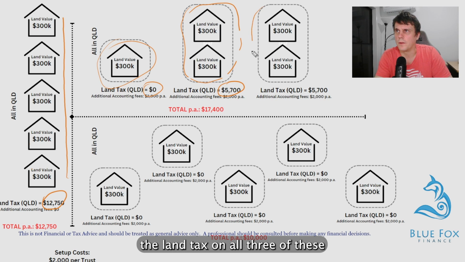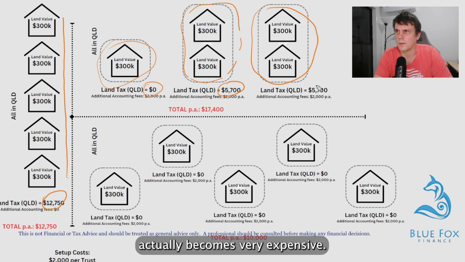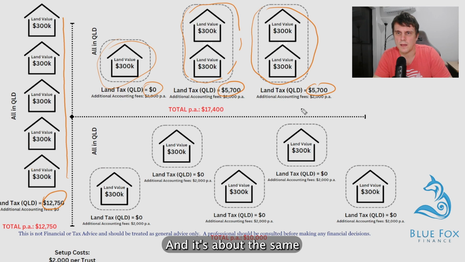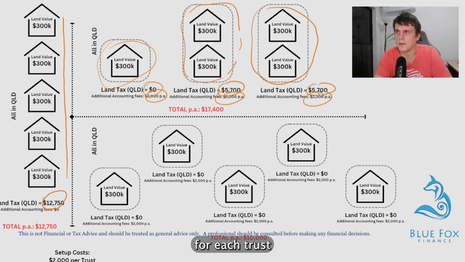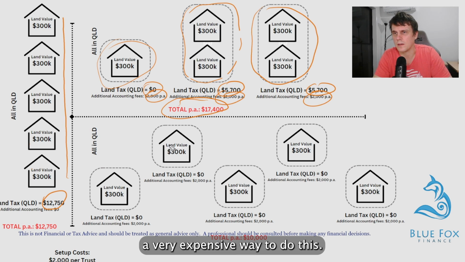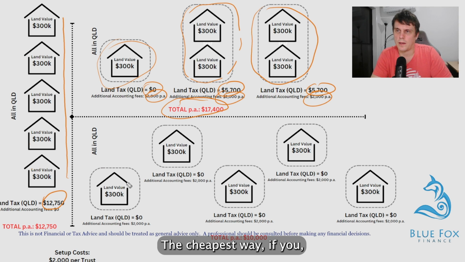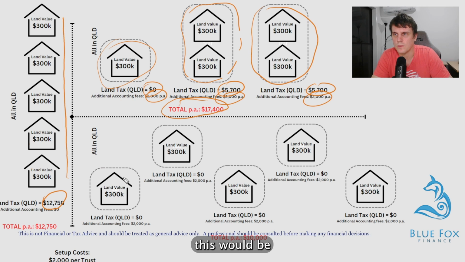But you'll see here, the land tax on all 3 of these actually becomes very expensive, and it's about the same as in an individual name. And then we also, because we put these in trusts, have to pay $2,000 per annum for each trust in accountancy fees, which means this becomes a very expensive way to do this. The cheapest way, we'll go into other states in a second, but if you're only buying in Queensland, the cheapest way to actually do this would be 5 different trusts.